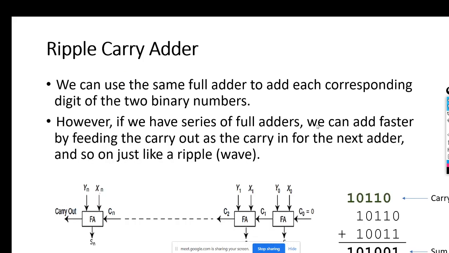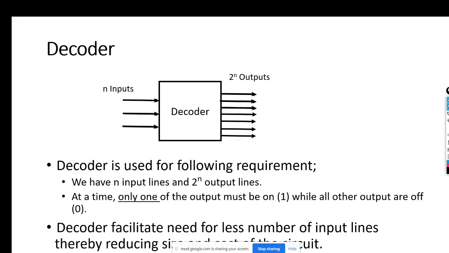Right, the second combinational circuit component is called the decoder. A decoder is an interesting digital circuit component where you have n inputs and 2 to the power n outputs.